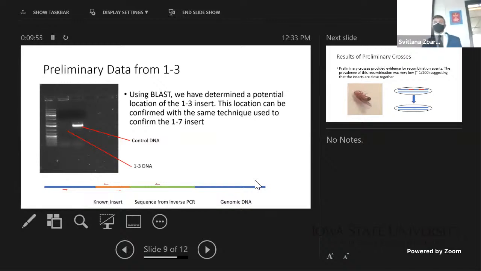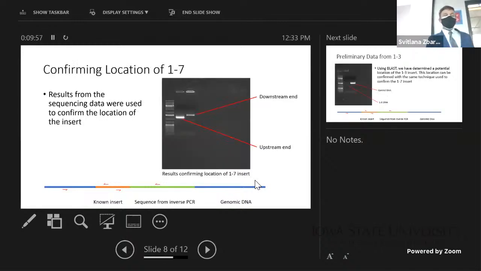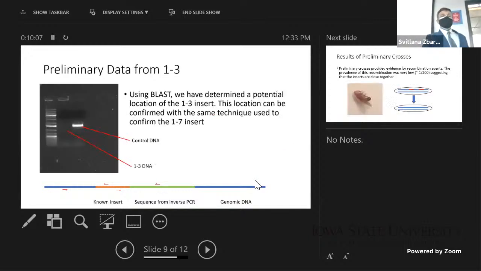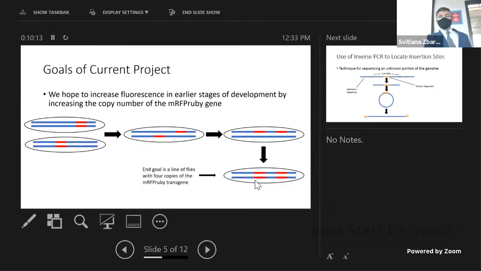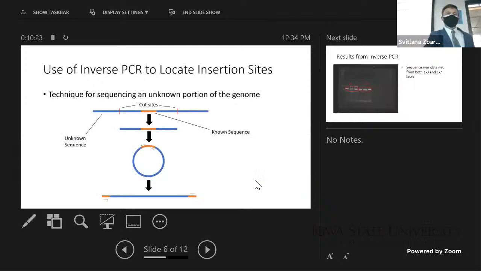My next step in the 1-3 line will be to confirm the location in a similar manner as I did for the 1-7, so look at both of those known ends. And then once I know the location from both of these, we can go on and do these fly crosses that I diagrammed out here, and actually screen and try and create this individual. You can actually test whether or not they have those two inserts.